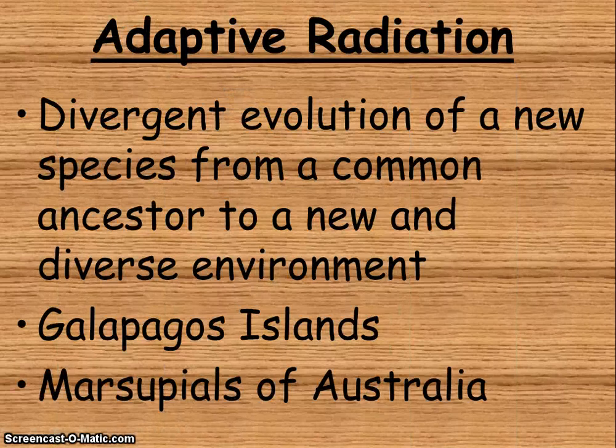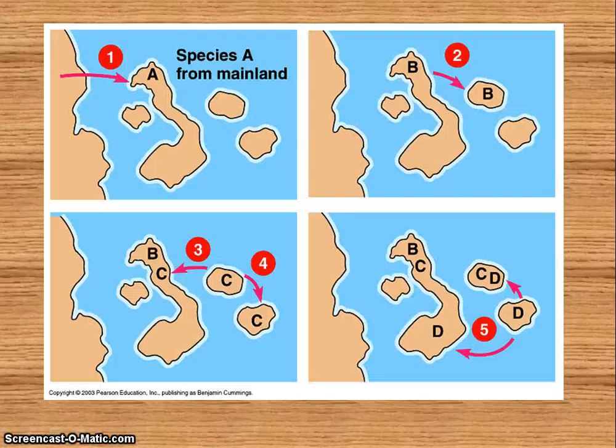Okay, so adaptive radiation is divergent evolution of a new species from a common ancestor into a new and diverse environment, like the Galapagos Islands, or let's say the marsupials of Australia. So you need three conditions. The ancestral form must reach the new environment. The ancestral form must have the same basic adaptations suited to the new environment. And the new environment must be free from competition with similar, better, or equally adapted species.